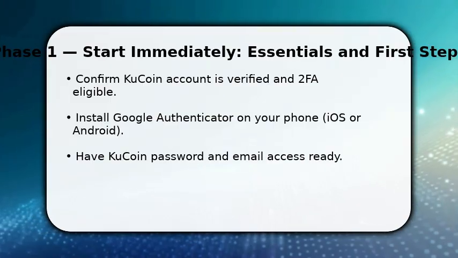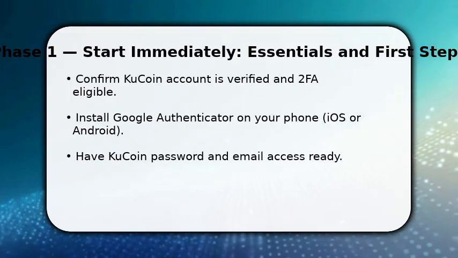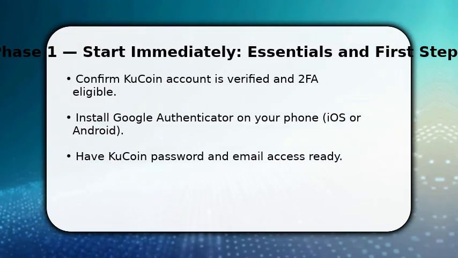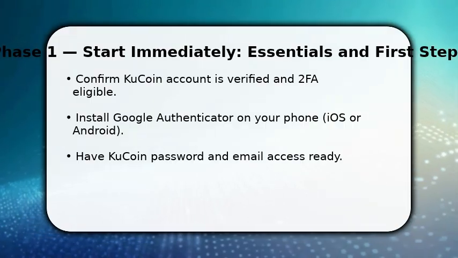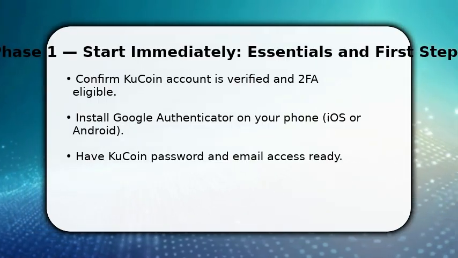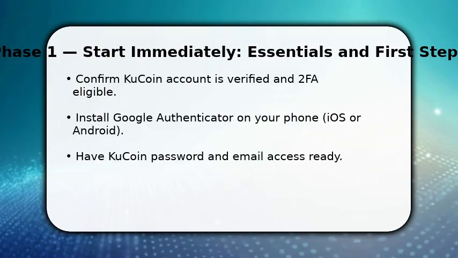You begin by opening Kucoin and signing in. Make sure you can access your account and email. Once signed in, go to Account Security and select Google Authenticator Setup. You need Google Authenticator installed on your phone, and you should have your Kucoin password ready for confirmation.